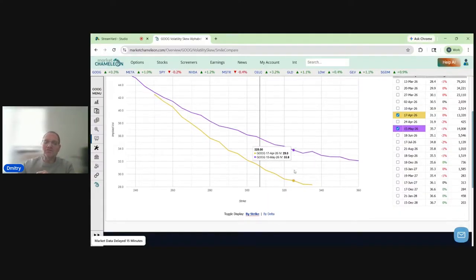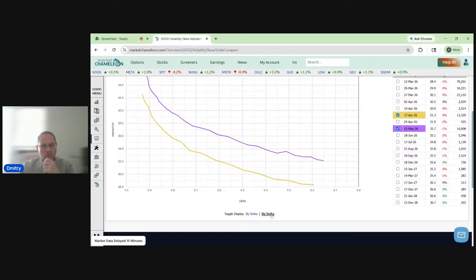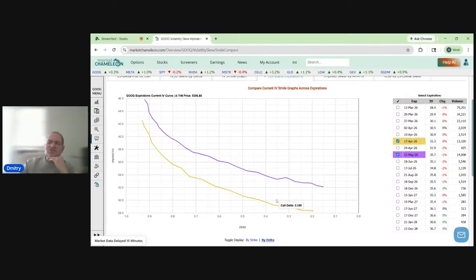So we could come down here and switch it. Instead of looking at it by strike, we could look at it by delta. So now when we switch that, the differences don't look as extreme, where they're widening out on one end and narrowing down on the other. It still looks like it's wider on the upside than the downside, but not as drastic, right? So now when we're doing it by delta, it's a little bit more uniform.